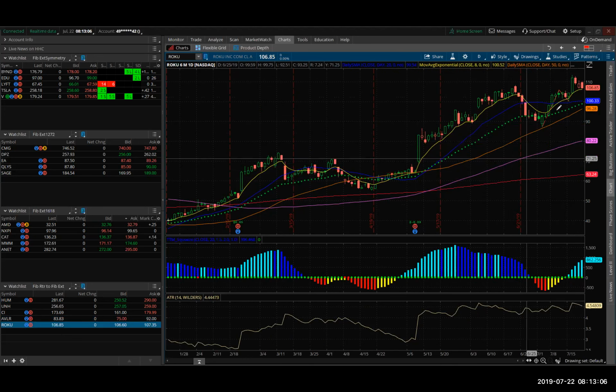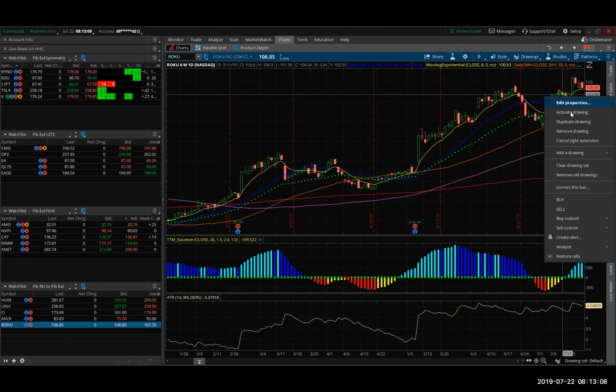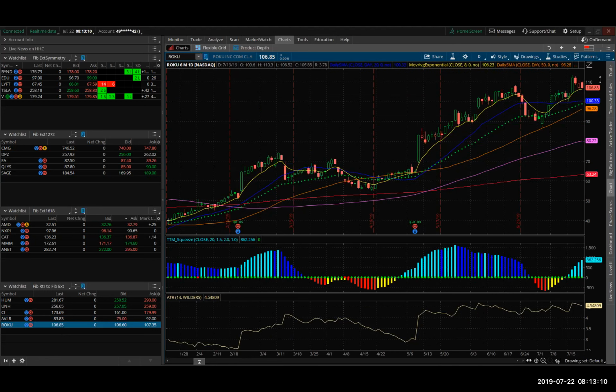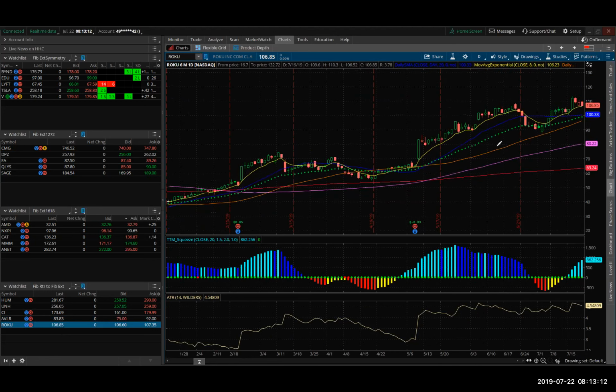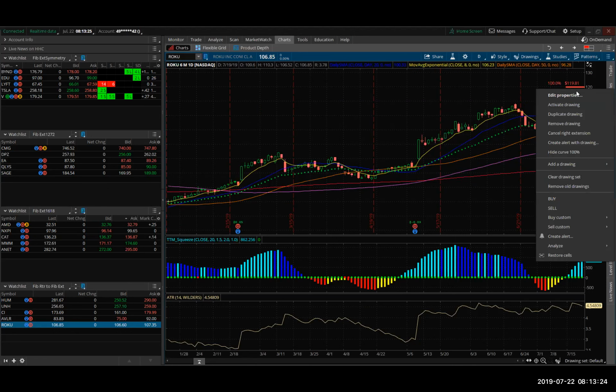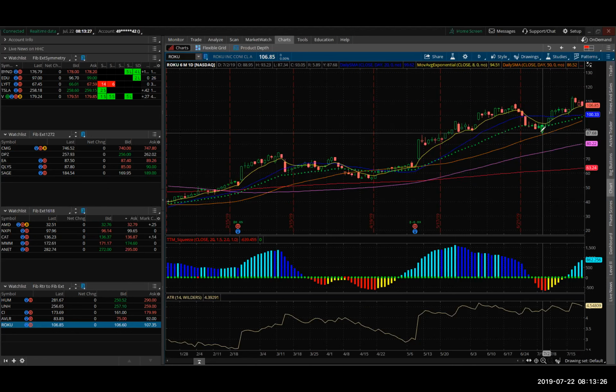Let's remove the drawings. And let's take a look. Now, let's just say this is a brand new move here. So we want to see where can Roku go from here. Well, I'll measure from a low to a high off of this recent low. Let me redo that. A low to a high off of this recent low.